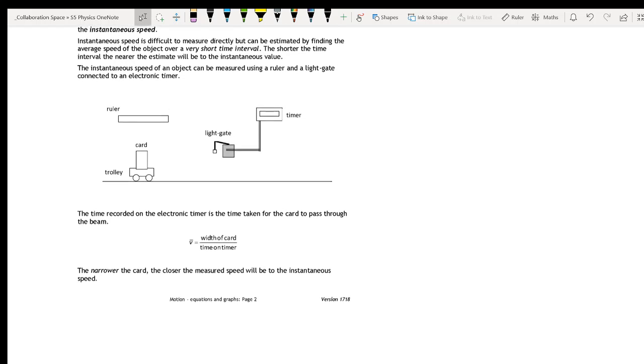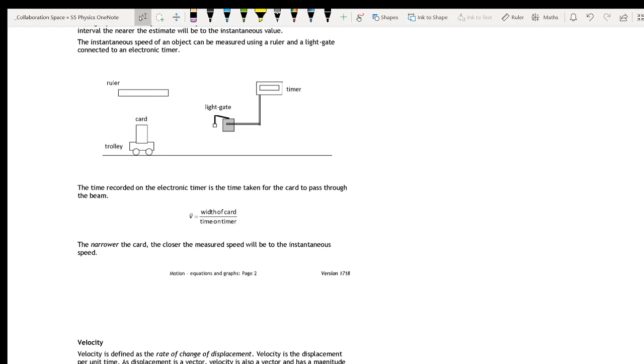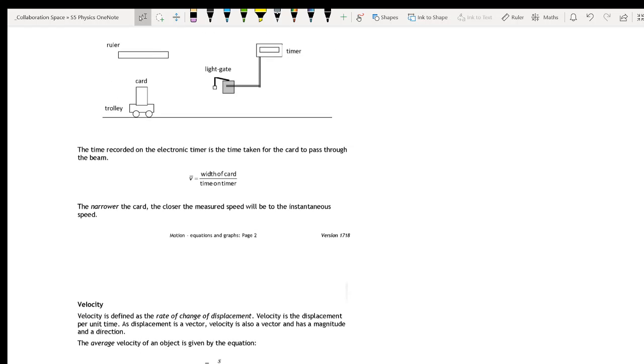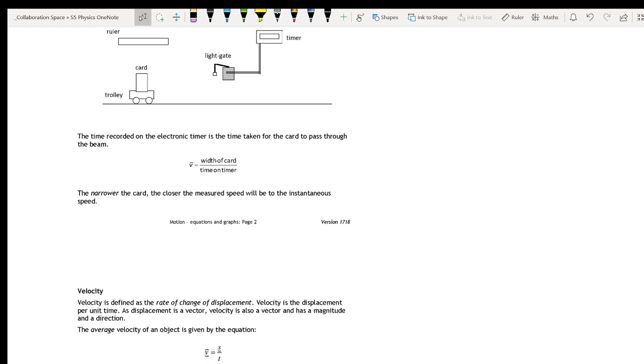It can be measured using a trolley with a card on it and a light gate, and to measure the instantaneous speed you'd use the width of the card. So you just find the speed as that card goes through the light gate. The distance would just be the width of the card travelling through it, and the time would be the time it takes to go through that light gate. So the instantaneous speed is the width of the card divided by the time on the timer. And the narrower the card, the closer the measured speed would be to the instantaneous speed, because you're measuring over an even smaller amount of time.